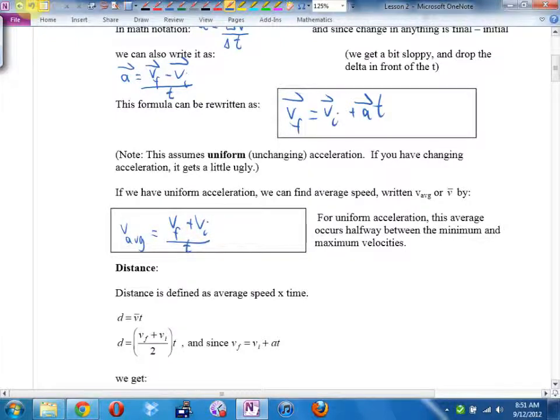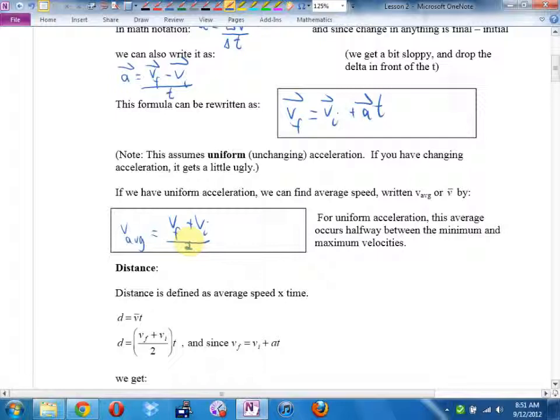The average velocity is going to be the final and the initial added together, divided by, how about not by t, divided by 2. Also on your formula sheet. There's 4 equations in this unit.